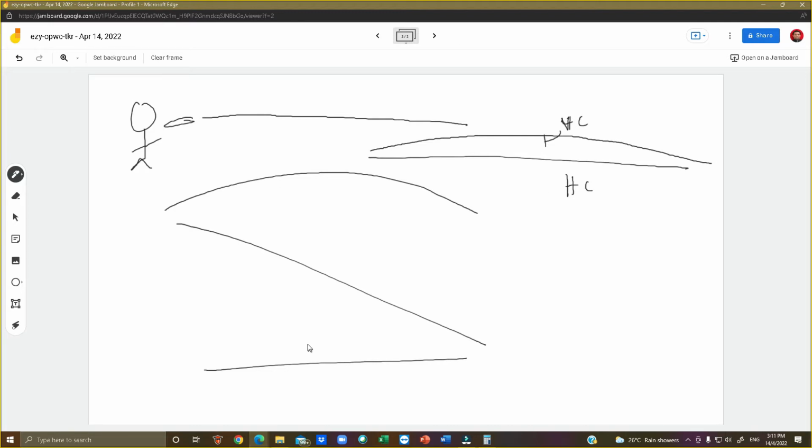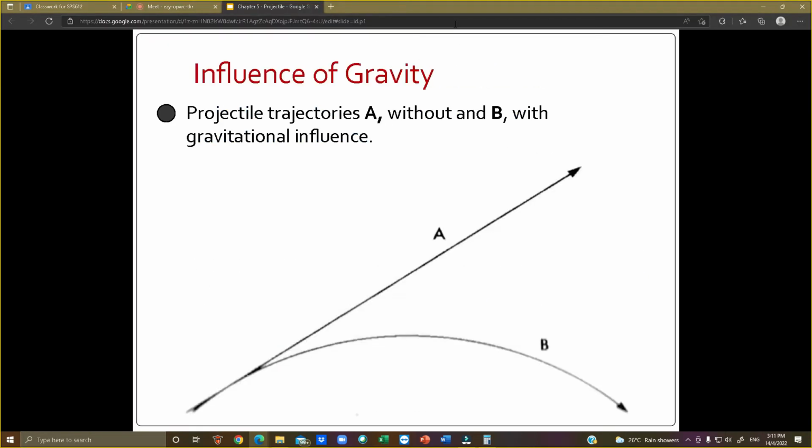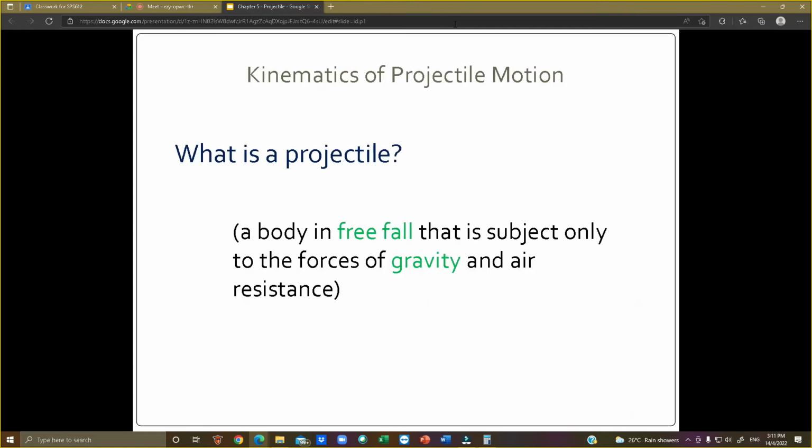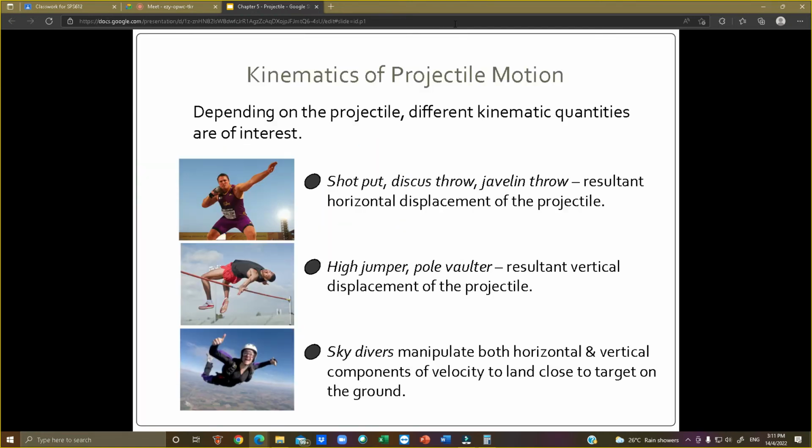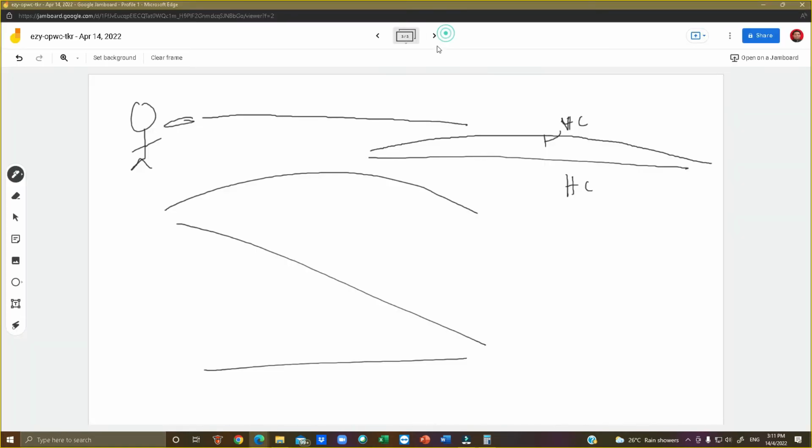Two projectile secara asas. Okay, ni projectile. Okay, and then this is some of the examples lah. Ni pole vault, dia pun projectile. Skydiver manipulates compound velocity to land close to the target. Okay, kita kata skydiver tu berubah-ubah tempat, but it is still a projectile.